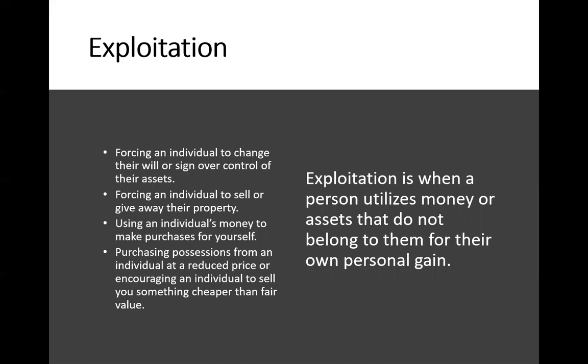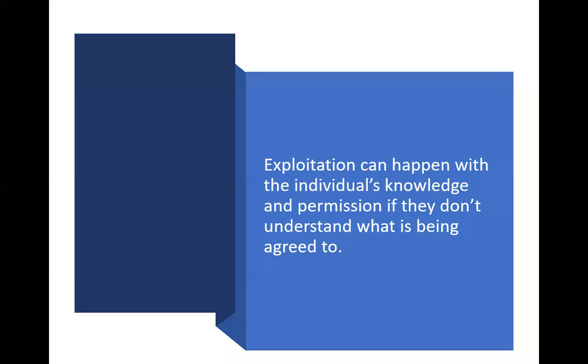Exploitation is when a person utilizes money or assets that do not belong to them for their personal gain. Examples include forcing an individual to give you access to their assets or finances, forcing an individual to sell or give away their property, using an individual's money to make purchases for yourself, or purchasing possessions from an individual at a reduced price, or encouraging them to sell you something cheaper than fair value. Exploitation can happen with the individual's knowledge and permission if they don't understand what is being agreed to.